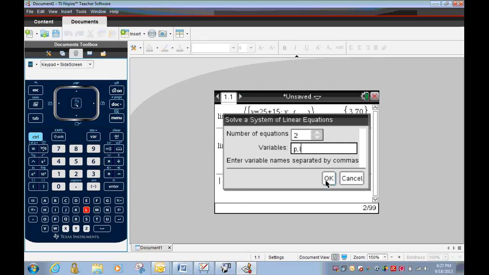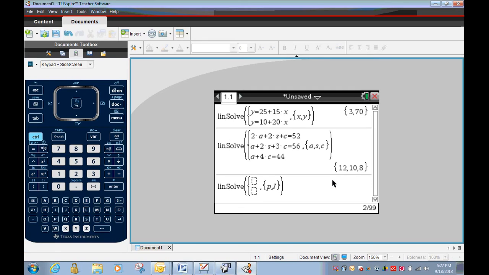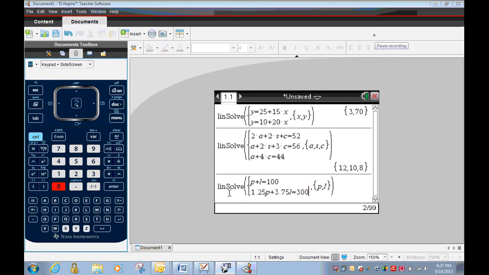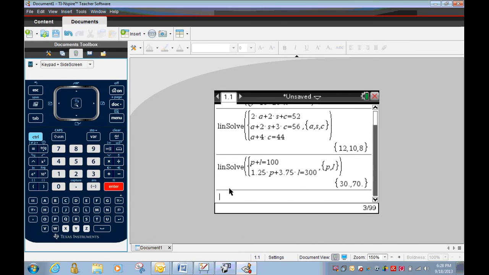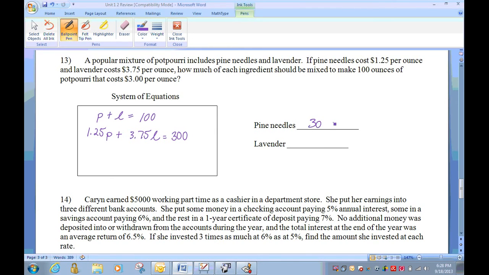And that tells us how much of each of those represent, how much of each potpourri of pine needles and lavender we're going to need, how many ounces of each. Okay, so we've entered in our 2 equations, and once we hit enter, we get the solution of 30 and 70. So our answers are 30 ounces of pine needles and 70 ounces of lavender. So we can go ahead and fill that in.